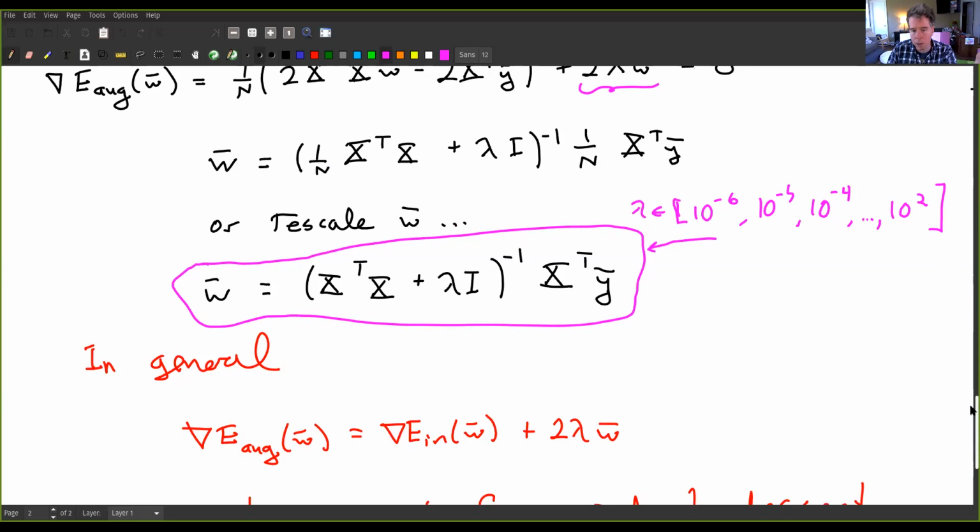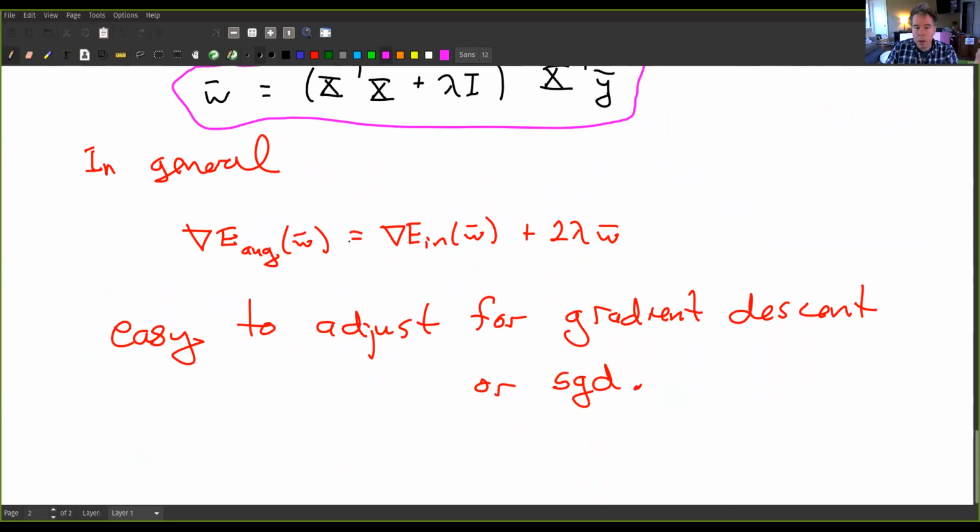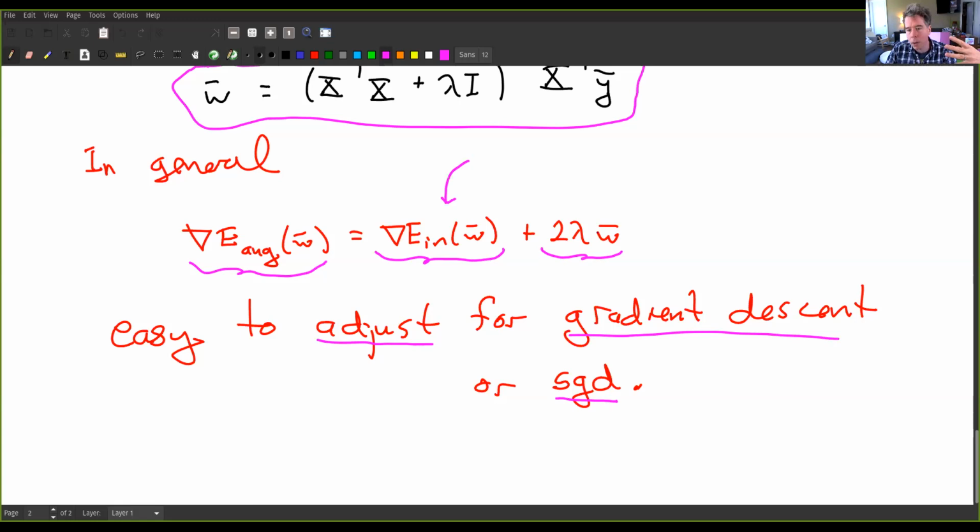So outside of linear regression, this is the basic form of the gradient of the augmented error. It's just the gradient of the regular error plus this term. So if you're going to adjust gradient descent or stochastic gradient descent, you need to adjust your gradient function, and the adjustment that you need to add is just this term. It's very easy.